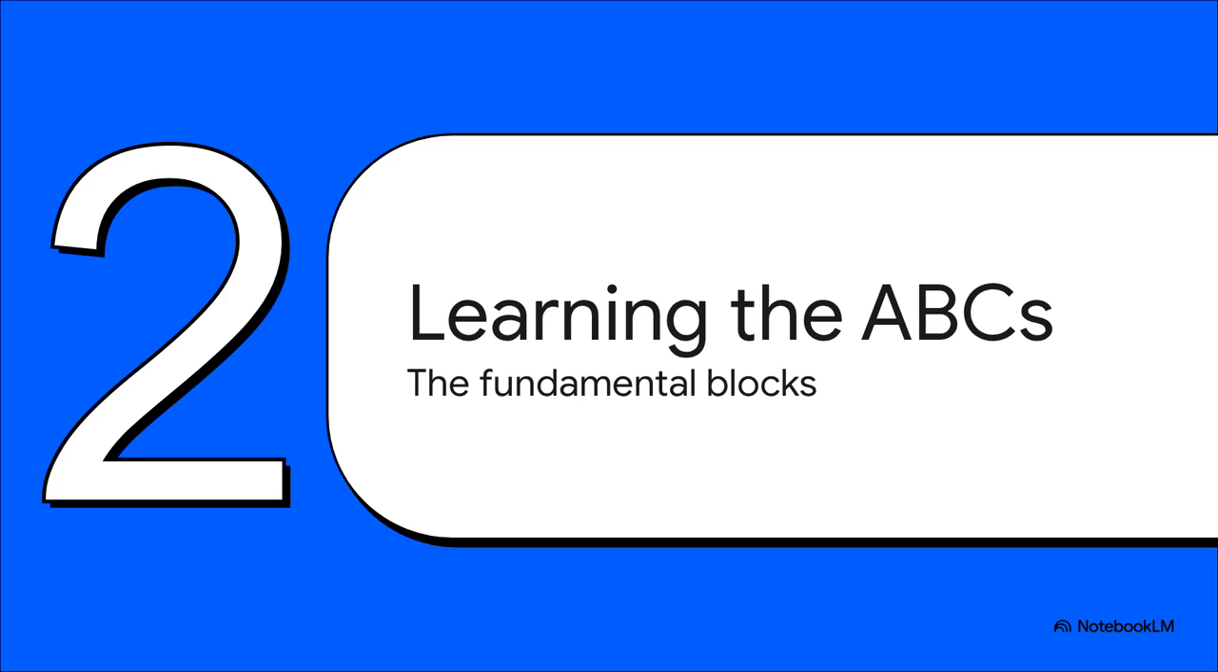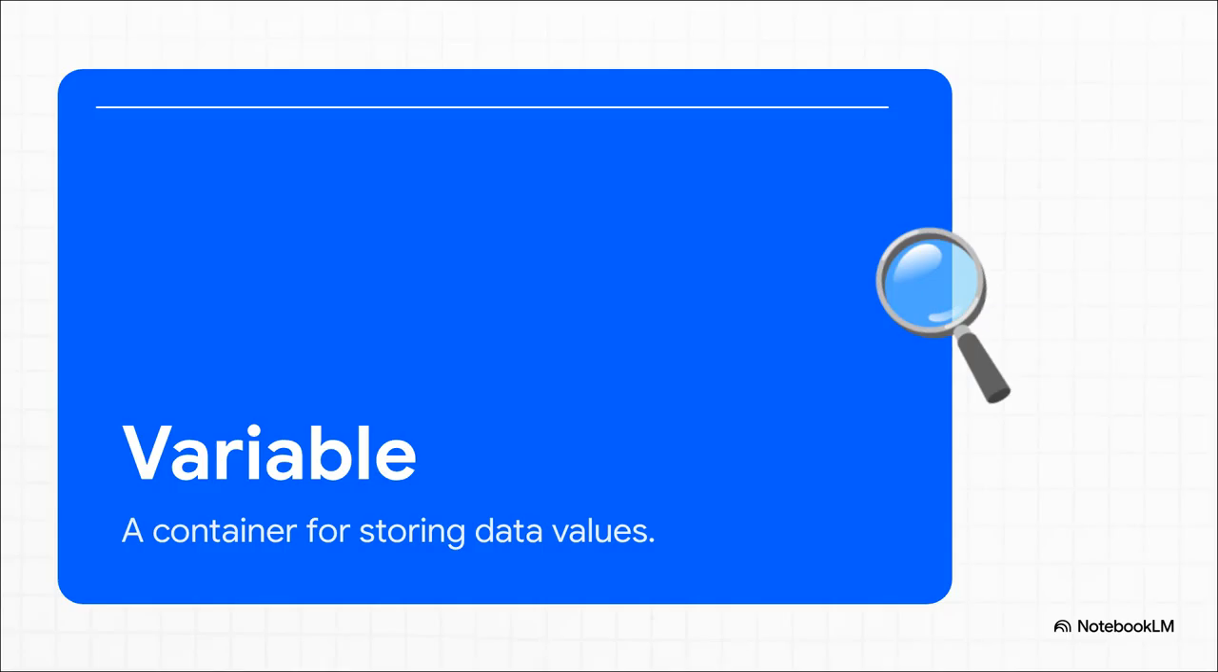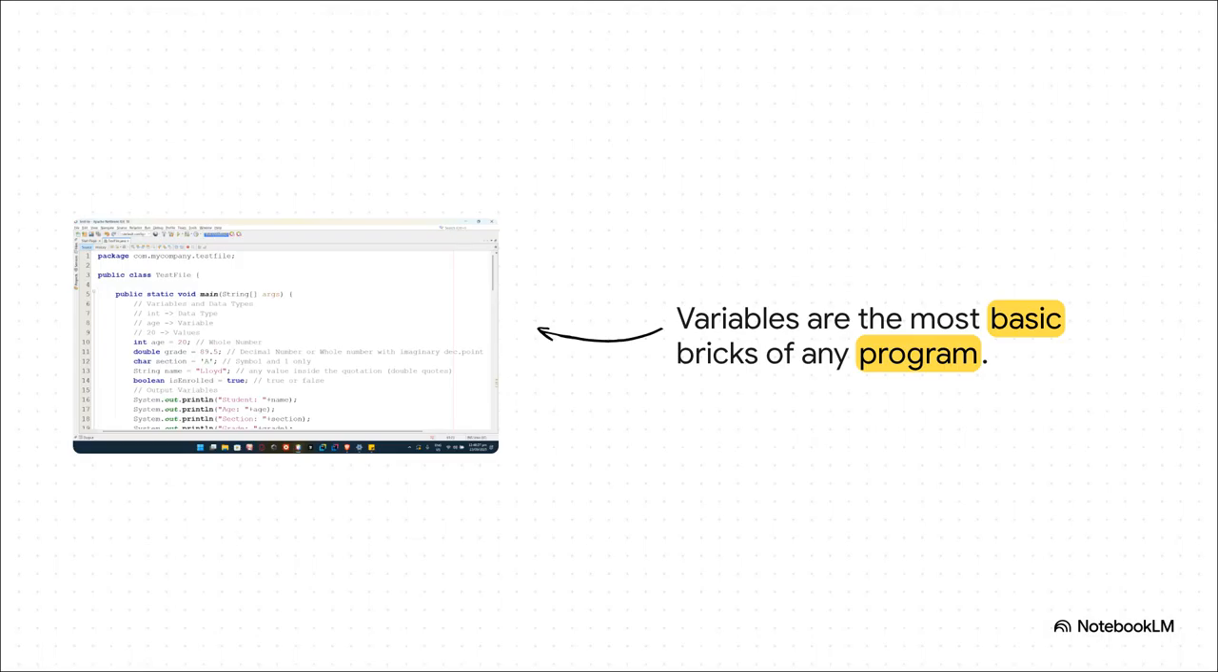Let's talk about the absolute ABCs of any program, the fundamental building blocks that everything else is made of. Let's start with the most basic thing, a variable. So, what on earth is that? Honestly, the best way to think about it is just a box. A labeled box where you can store one single piece of information. That's it. And here's what those boxes look like in actual code.